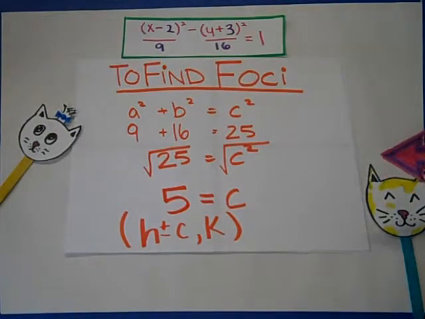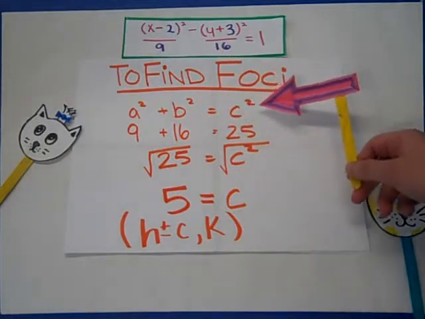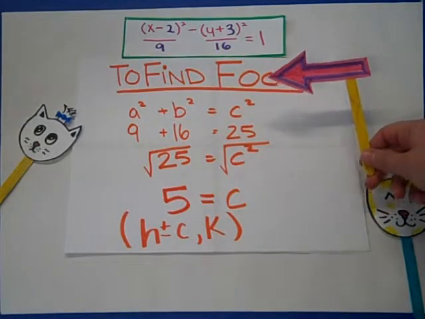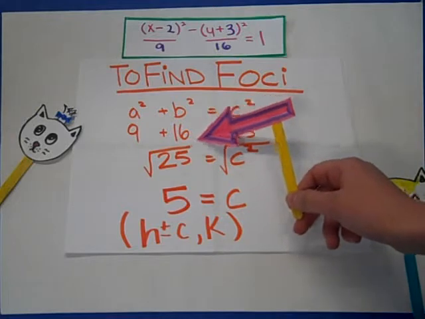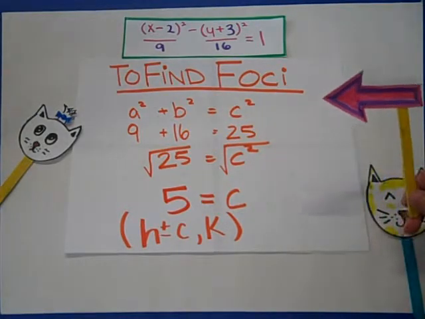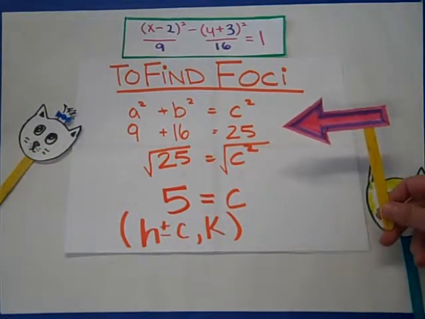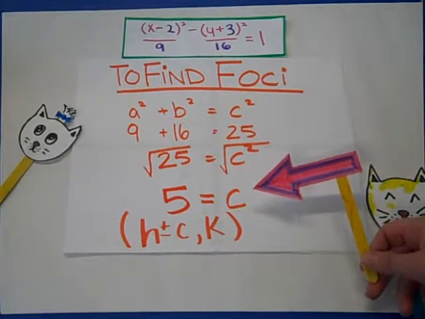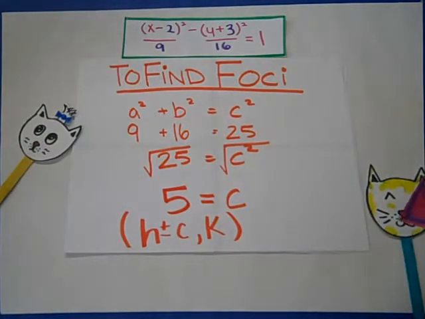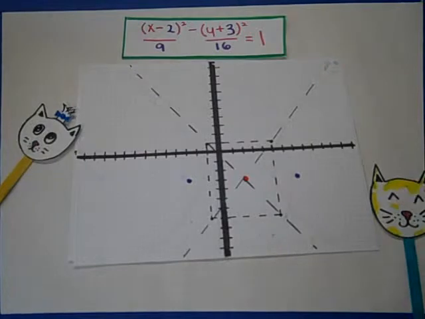Now you need to find the foci. Just add together a squared plus b squared to get c squared. So with the equation, 9 plus 16 equals 25. But remember now that 25 is not c, it is actually c squared. The square root of 25 is 5, so c equals 5. The points (h plus c, k) and (h minus c, k) are the coordinates of the foci. Remember, we are doing a horizontal graph here.